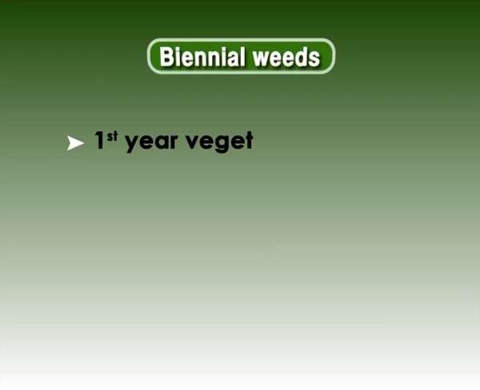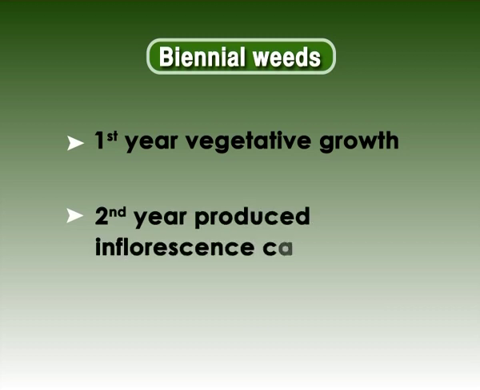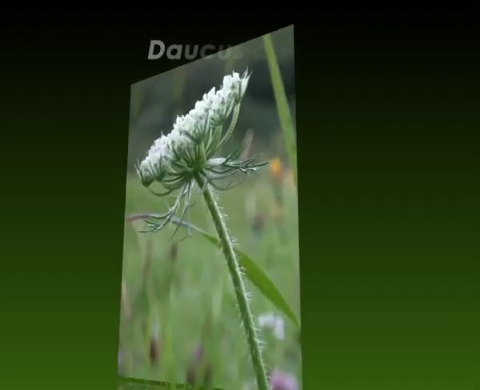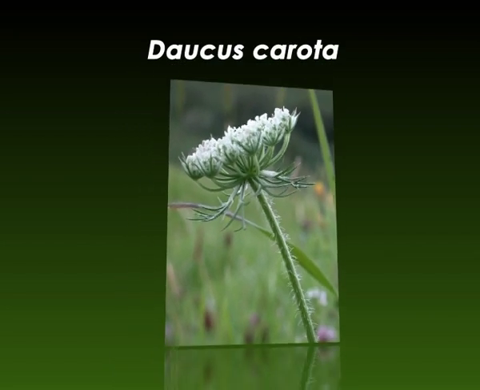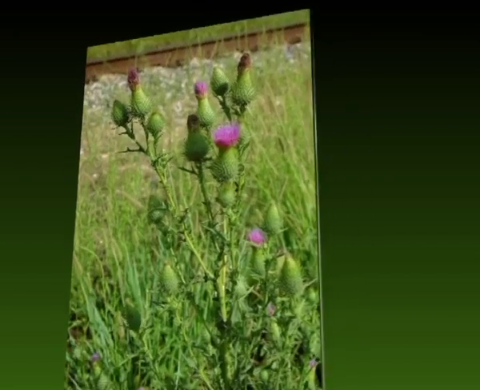Biennial weeds complete their life cycle within 2 years or 2 seasons. In the first year, vegetative growth happens. In the second year, it produces inflorescence, called bolting. They may propagate either by seeds or vegetative parts or by both. Examples are Daucus carota and Cirsium vulgare.